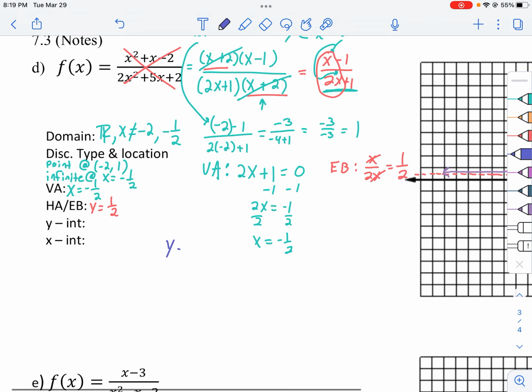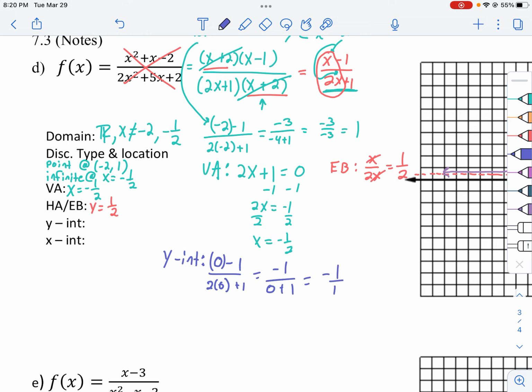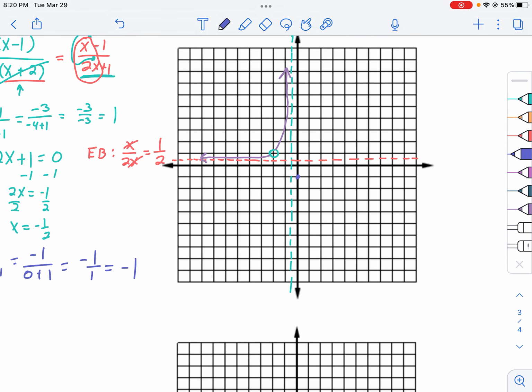So y-intercept, remember to find the y-intercept, x just has to be set equal to 0. So we're going to set x equal to 0 in our new equation, so 0 minus 1 divided by 2 times 0 plus 1. That's going to give us negative 1 over 0 plus 1, which is negative 1 over 1, which is just negative 1. So we plugged in 0, we got out negative 1 for our y-intercept. Can graph that one, 0, negative 1.